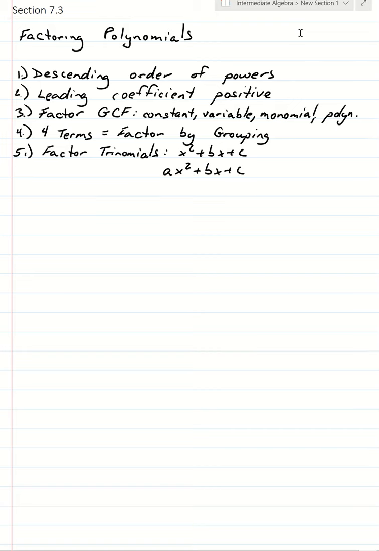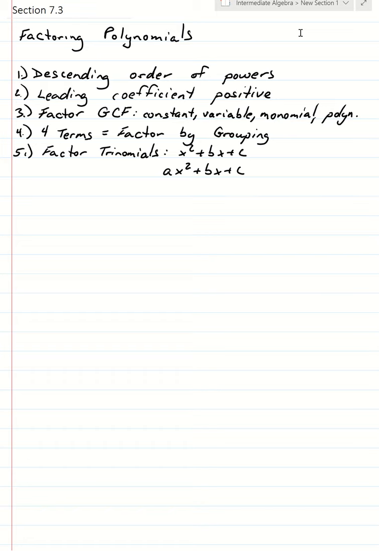Okay, here we are in section 3 of chapter 7, still dealing with, of course, factoring. So far, I'm going to recommend that you go through, once again, the now 5 steps to factoring. First, make sure that the polynomial is in descending order of powers. You want to make sure, of course, in step 2, that you have a positive leading coefficient.